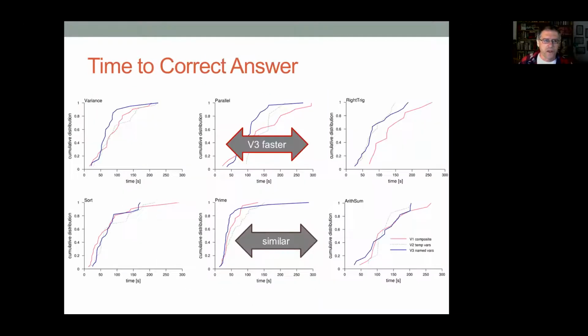These graphs show the distribution of time to find an answer. These are CDFs. The red line represents the original version with a compound expression, and the blue line is the third version with meaningful names. As we can see in 3 of the functions, calculating variance, identifying parallel lines, and identifying the right angle triangle, the distributions are distinct from each other, and subjects who were given the version with intermediate variables with meaningful names worked faster. In the 3 other functions, there was no significant difference.